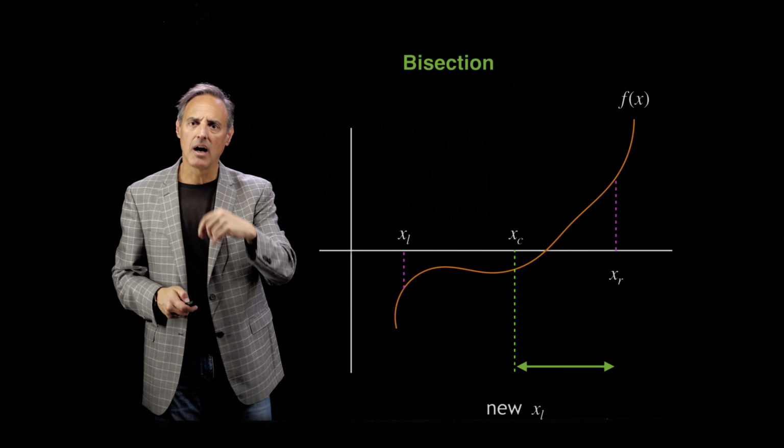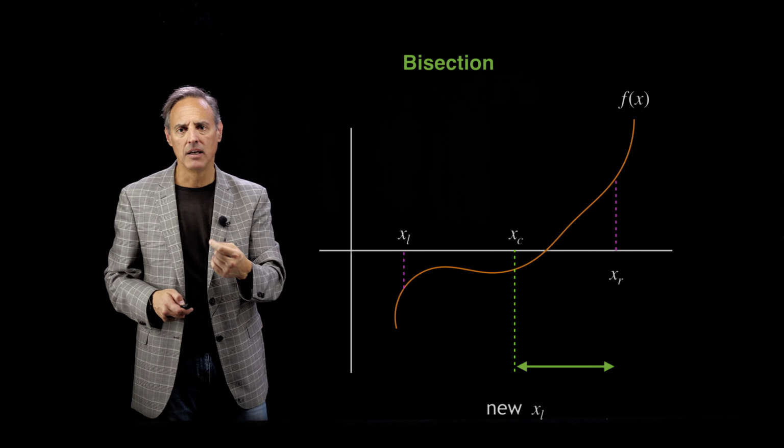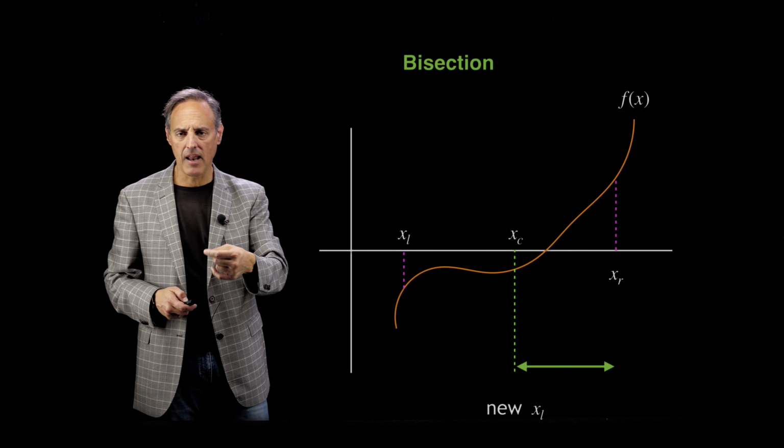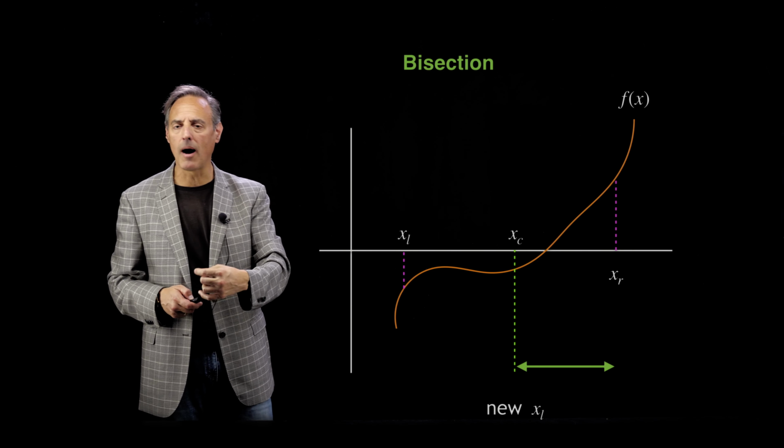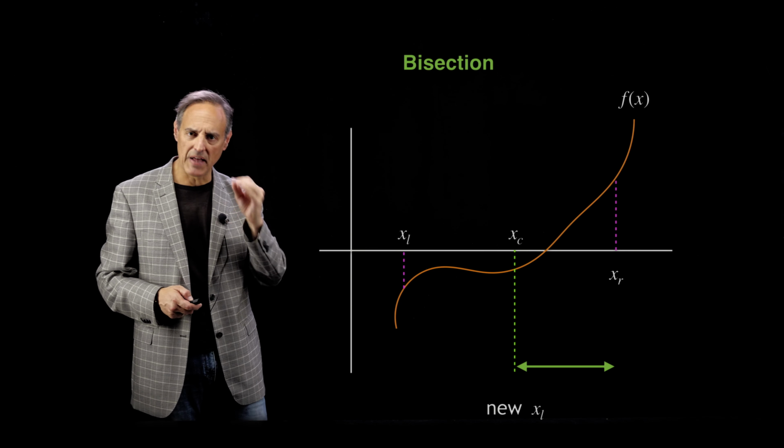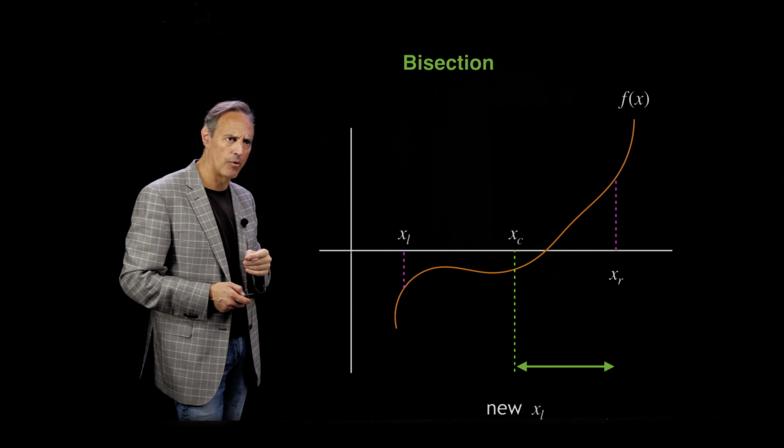And this is where a for loop is going to come in very handy. Keep cutting it in half, keep cutting it in half, keep cutting it in half. Don't stop until you've converged. So that's the idea behind the root solving algorithm.